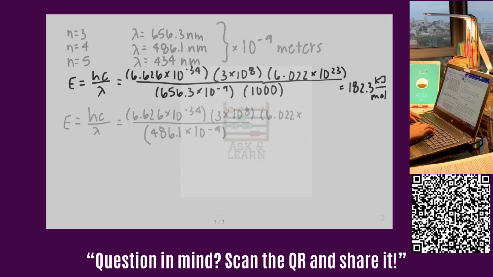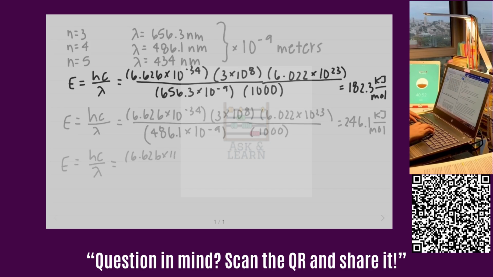And then multiplying again by Avogadro's number, 6.022 times 10 to the 23rd, and also dividing by 1,000 to get it in terms of kilojoules. When we do that, we get 246.1 kilojoules per mole. And then the last one, which is when N is equal to 5. Same process, just a different wavelength.